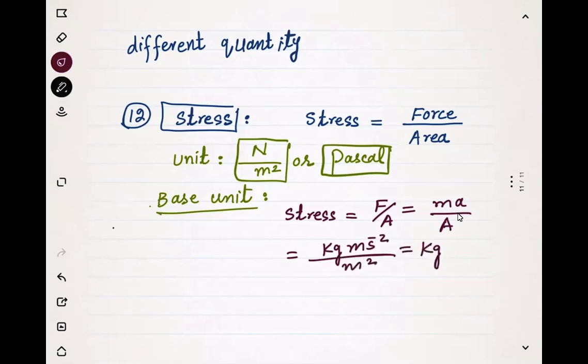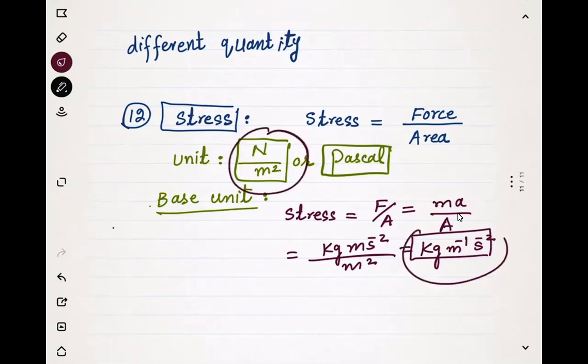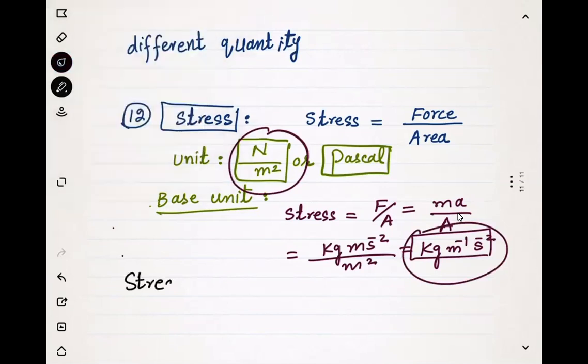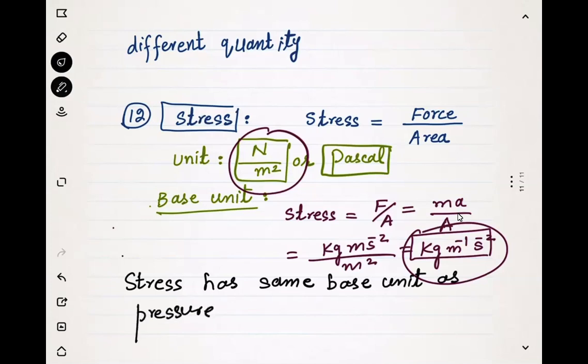Finally, it will become kilogram meter minus 1 second minus 2. So this is the unit and base unit of quantity stress. Stress has the same base unit as pressure. Yet the detail of stress will be studied in the chapter deformation. Right now, we only have written the formula and unit and base unit.